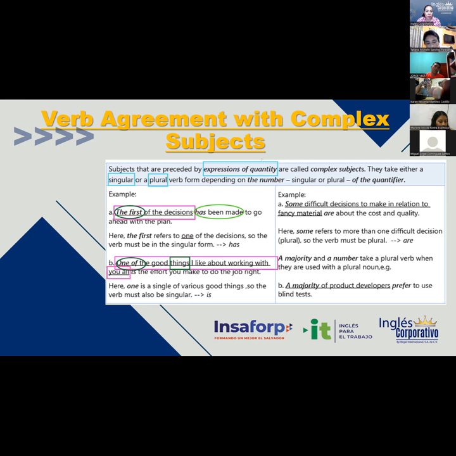That's why the verb to be is not going to be are, because we're not talking about things, we're talking about one of the good things. So that's why we're going to be using is. Okay.